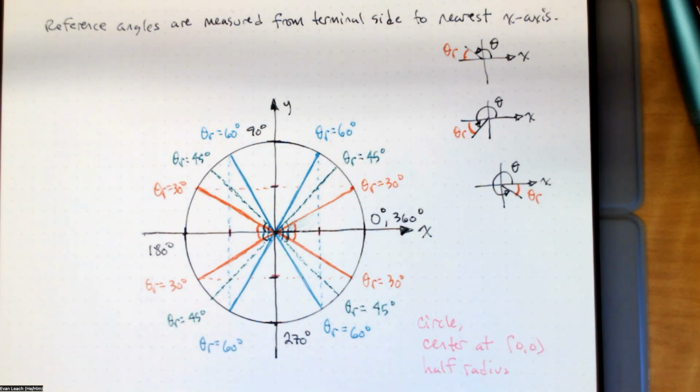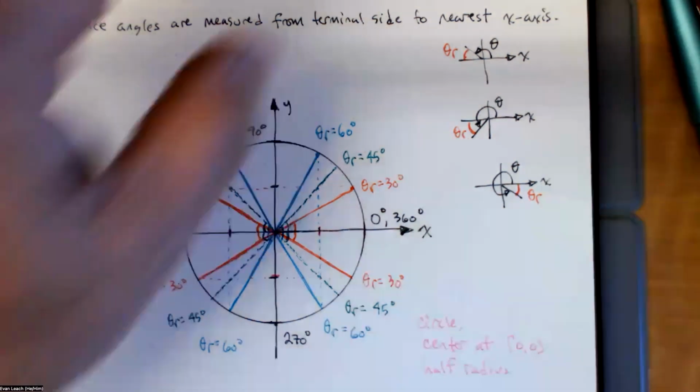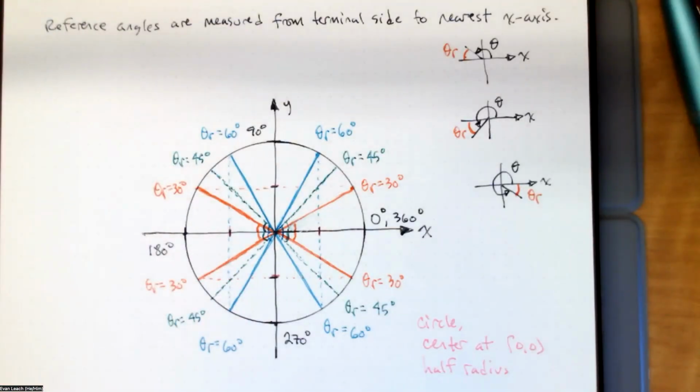So what we want to identify is what are all these thetas? What is a 30-degree reference angle in quadrant 1, 2, 3, and 4? What's a 45-degree reference angle in quadrants 1, 2, 3, and 4? What's a 60-degree reference angle in quadrants 1, 2, 3, and 4?